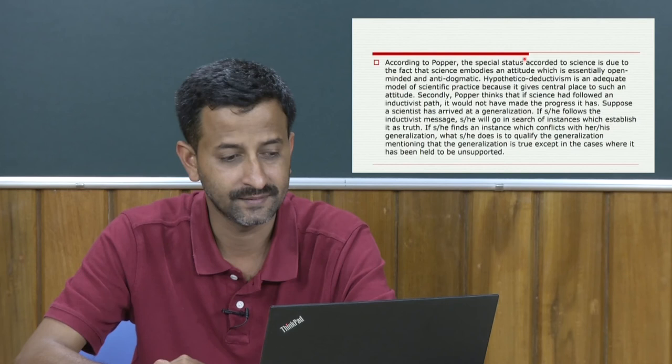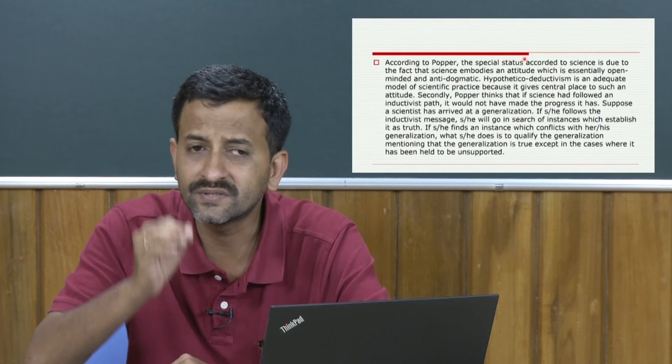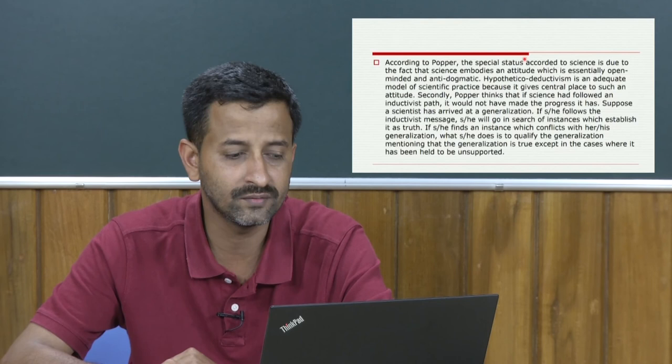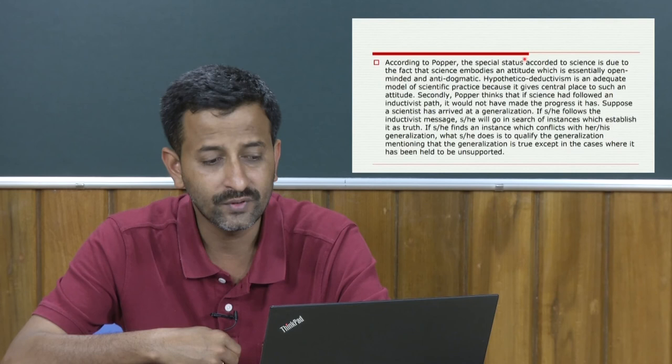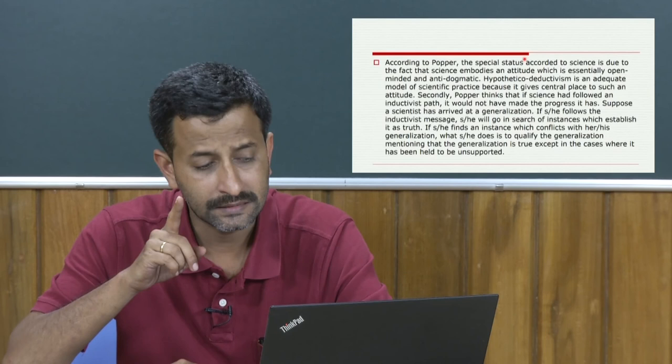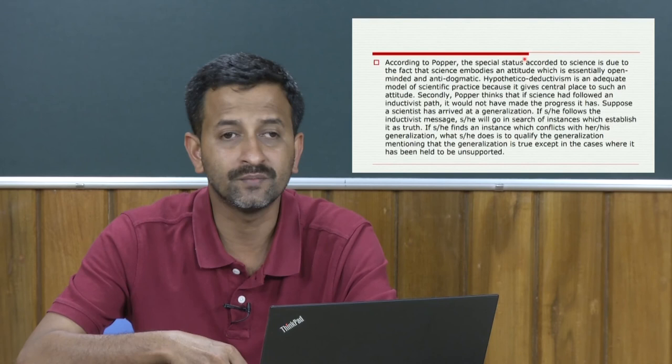Suppose a scientist has arrived at a concrete generalization or conclusion. If she or he follows the inductivist method, she or he will go in search of instances which establish it as a truth. If she or he finds an instance which conflicts with the generalization, what she or he does is qualify the generalization, mentioning that it is true except in the cases where it has been held to be unsupported. In this context, Popper is right.